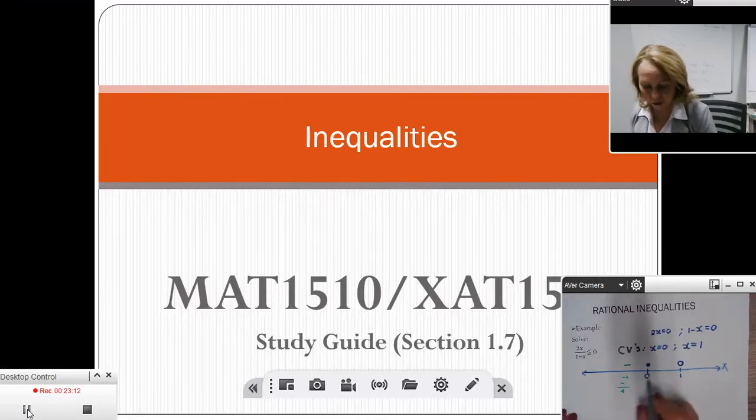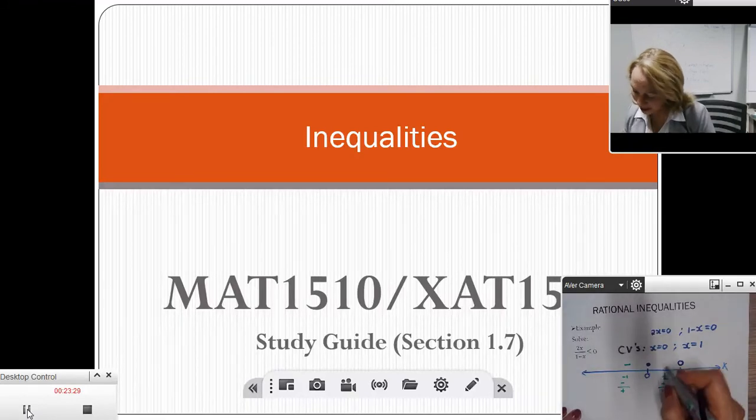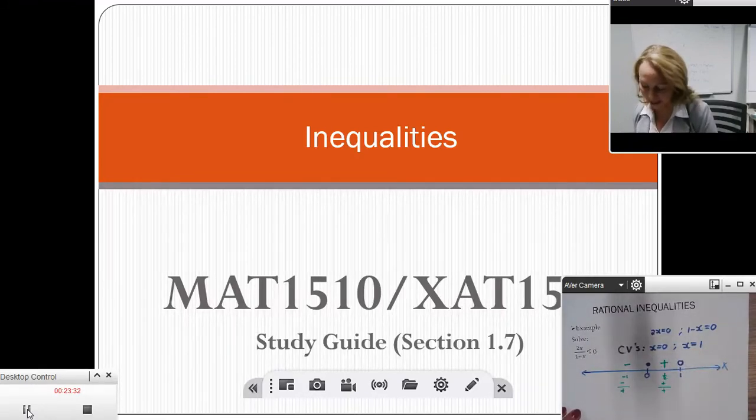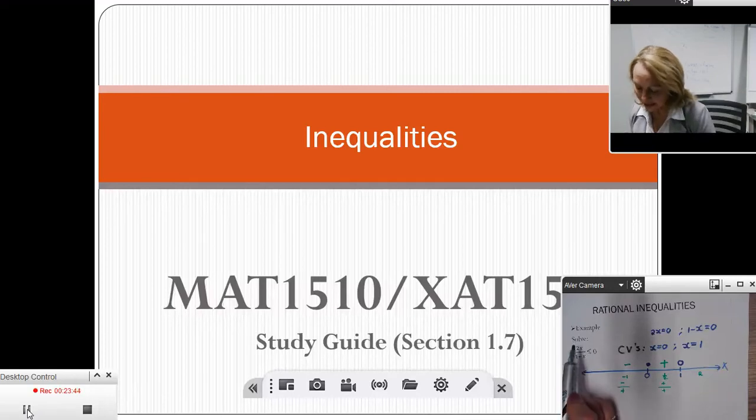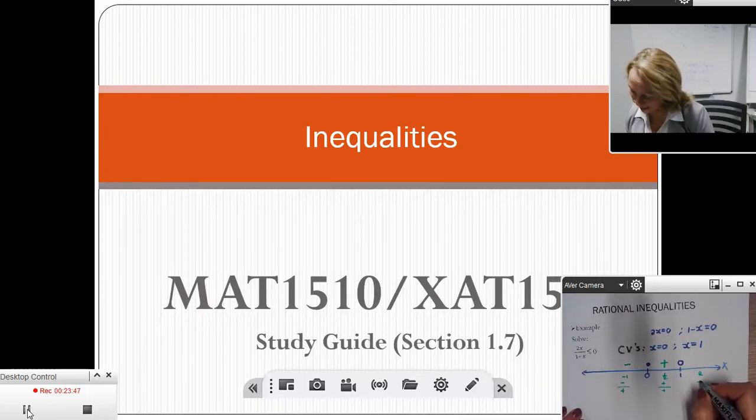Similarly, choose a value between 0 and 1. So, for example, let's choose a half. If I substitute x equal to a half in here, 2 times a half, I get a plus. If I substitute x equal to a half in here, I get 1 minus a half, which is a positive, and a plus divided by a plus is a plus. Right, finally, we need to look at all values for x that are strictly greater than 1. For example, let's choose x equal to 2. Substituting x equal to 2 into the numerator, I get a positive. 1 subtract 2 is a negative, and a plus divided by a minus is a minus.